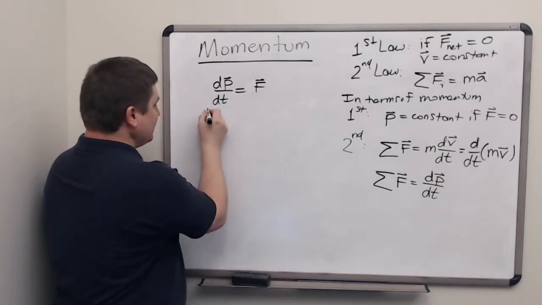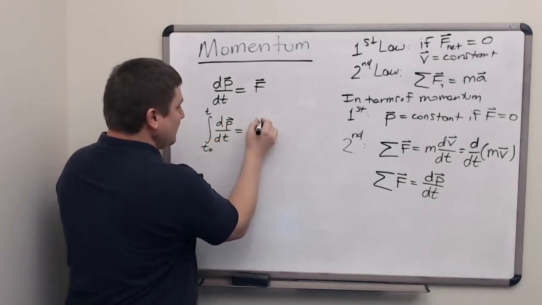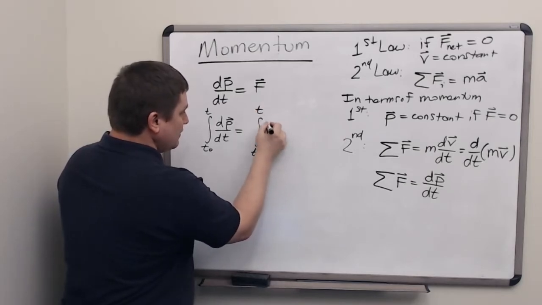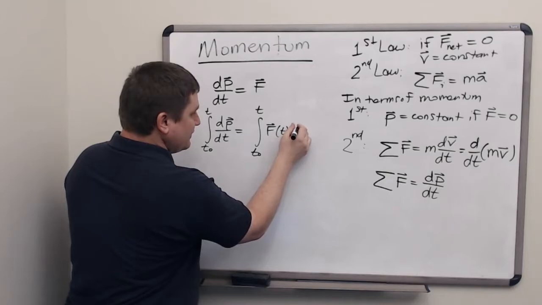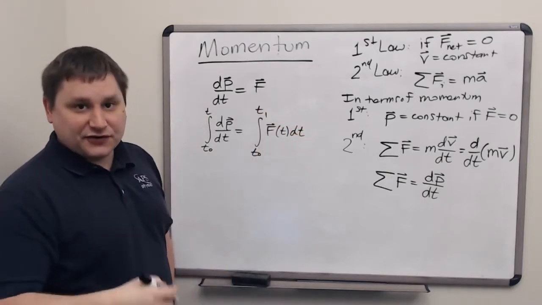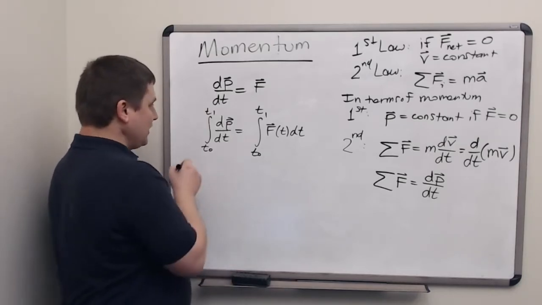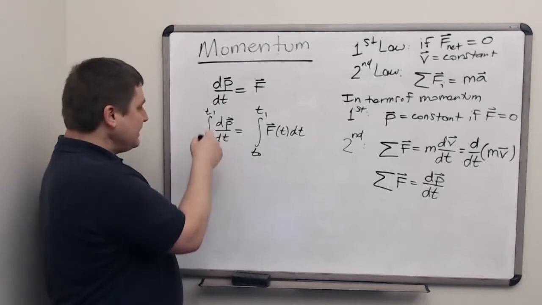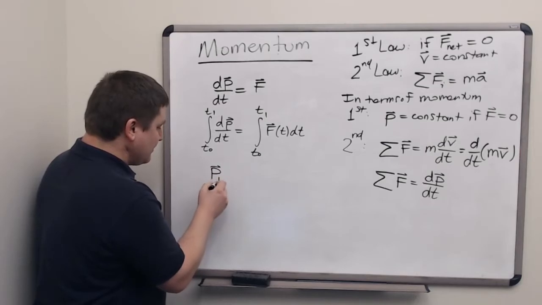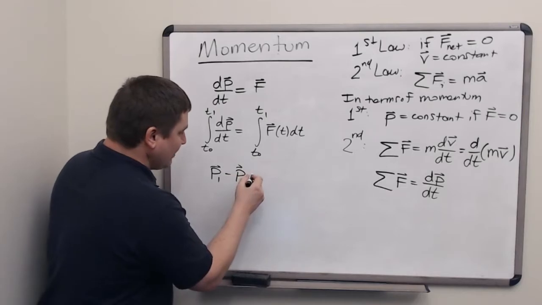In this equation, we can integrate both sides from some initial time t0 to some final time t1. And here we're thinking of the force as a function of time, so a time varying force. On the left side, the integral of a derivative just turns into a difference. So p, momentum at time 1, minus p0, the momentum at time 0.